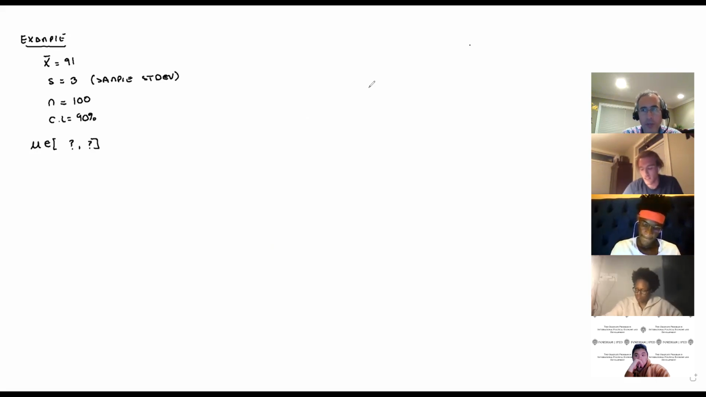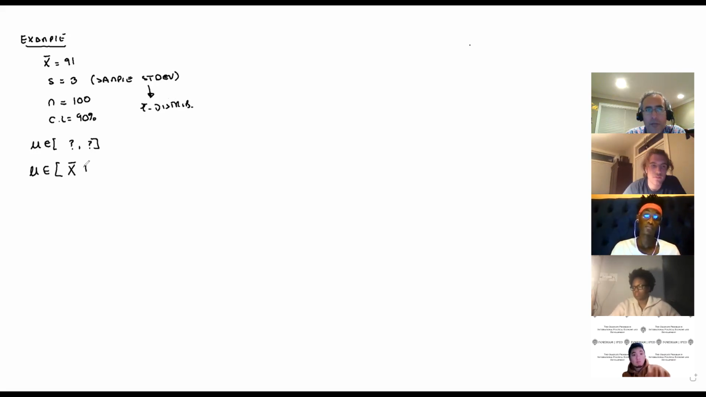Okay, guys. So let's continue. So tell me, guys, as soon as we are using the sample standard deviation, this means that we need to use the t distribution, correct? And my formula then is going to be mu belongs to my x bar plus minus my t with n minus 1 degrees of freedom that multiplies s over the square root of n. You agree with me, guys?